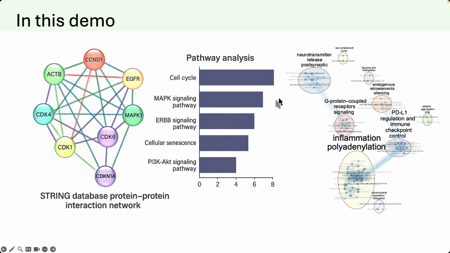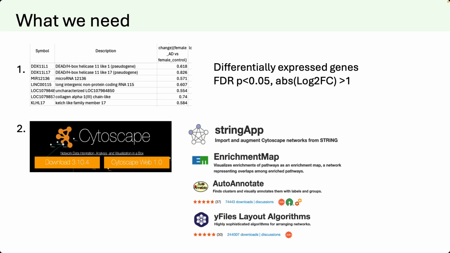In this video, we will use the STRING database to run an overrepresentation analysis and will cluster the resulting enrichment pathways to find overarching biological themes. So what do we need? Just two things. One, the differentially expressed genes, to which a cutoff of false discovery rate p less than 0.05 and absolute log2 fold change more than 1 has previously been applied. And second, we're going to need Cytoscape with different applications like STRING, EnrichmentMap, AutoAnnotate, and the clusterMaker layout algorithm to see those results.